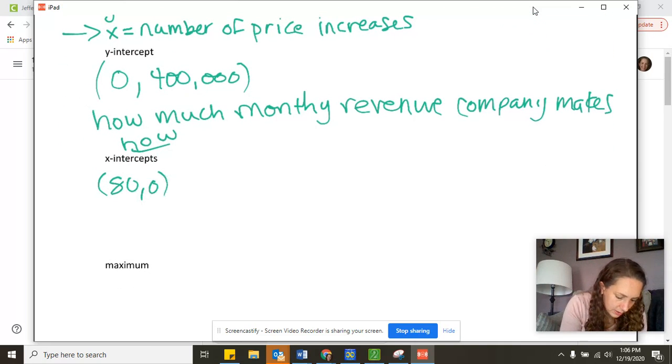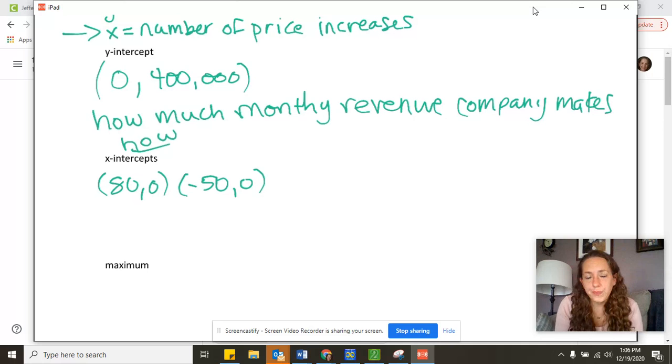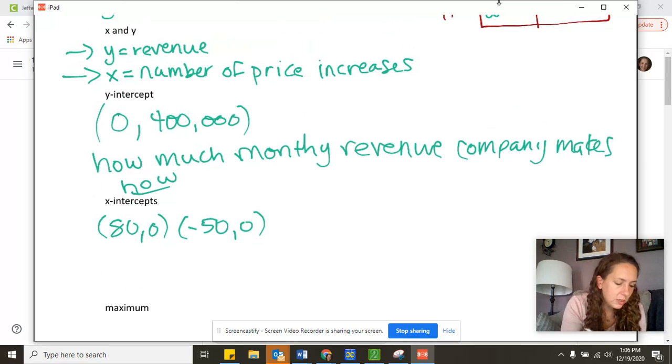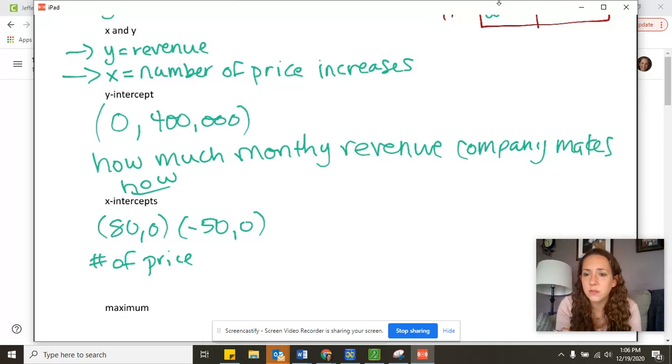So 80 and negative 50 are my x-intercepts. Again, my hint was, what would it mean when y is 0? Because that's what an x-intercept is, when y is 0. Since y is revenue, that would mean that the revenue is 0. This is how many times they would have to increase the price so that nobody would buy it anymore. Everybody's just like, nope, too expensive, don't want it. And like I said, you're putting this in a slideshow, so you're going to make it look nice and find a good way to explain it.